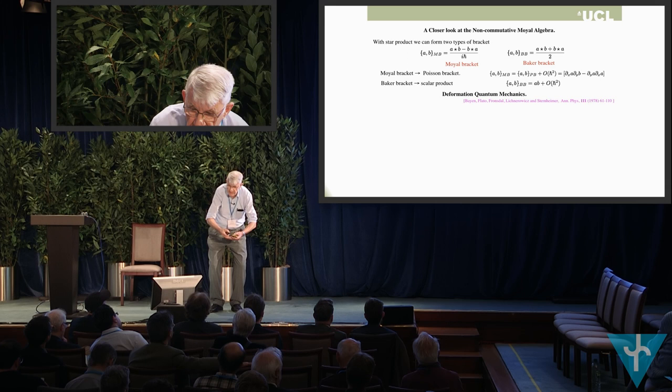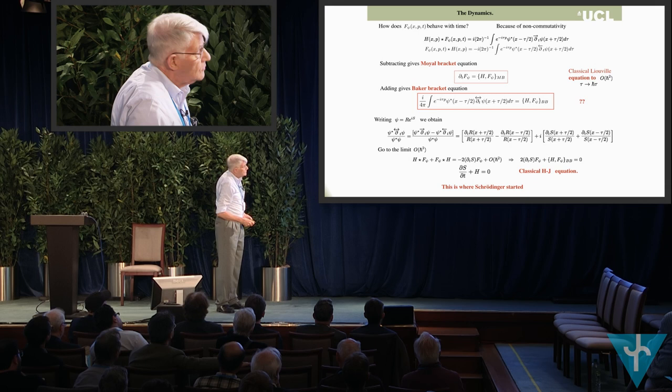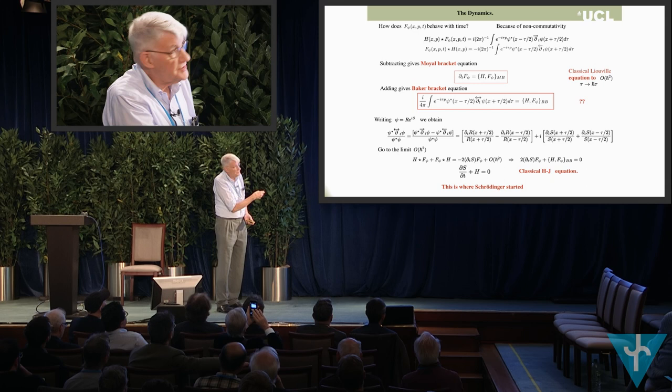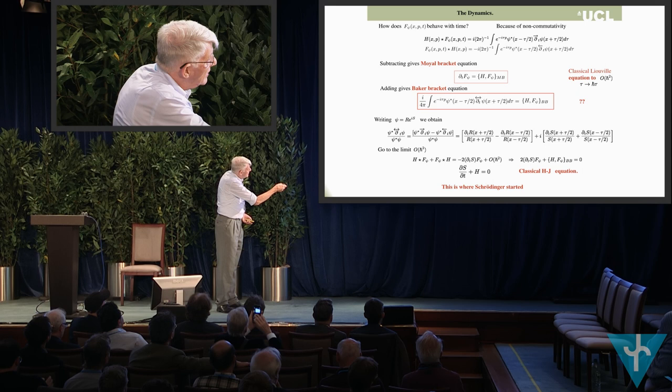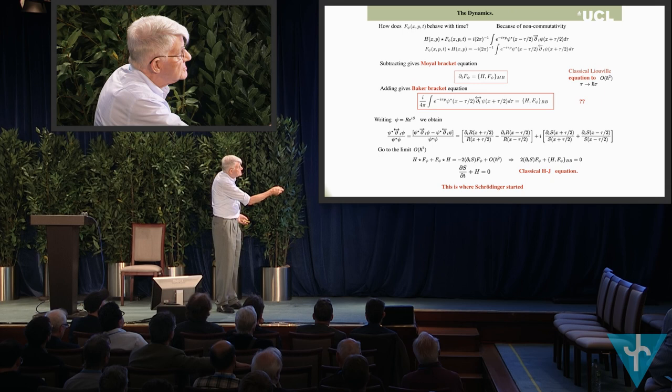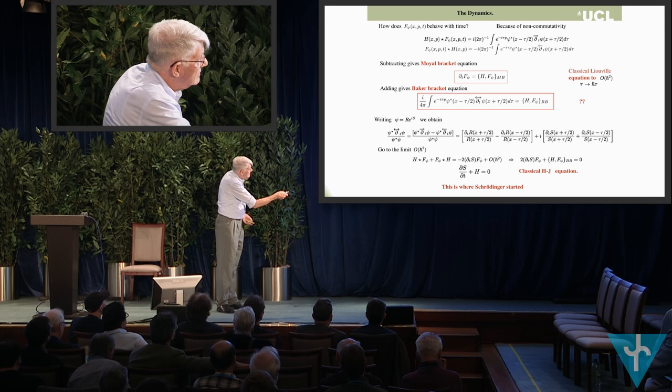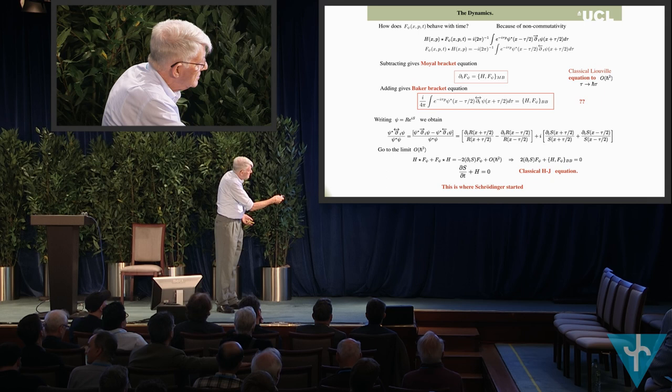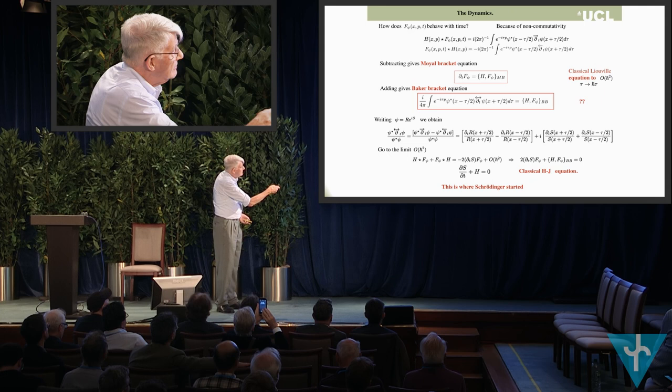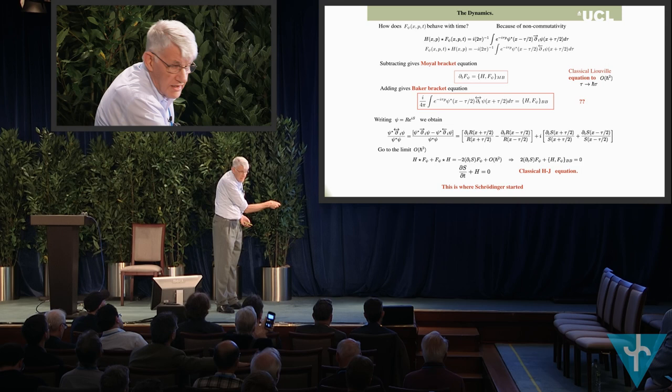Okay. So now, what about the dynamics? Well, the dynamics is again non-commutative. So you must make sums and differences. And if you subtract, you get the Moyal bracket giving you the time derivative of the density matrix, essentially, and that's just the classical Liouville equation. If you do the Baker bracket, you get this funny looking equation, and this is a two-way derivative. I've got it down here. Look, it's the minus sign rather than the plus sign. And I didn't know what this equation was. In fact, when I went to the limit, look what comes out. The classical Hamilton-Jacobi theory is there.